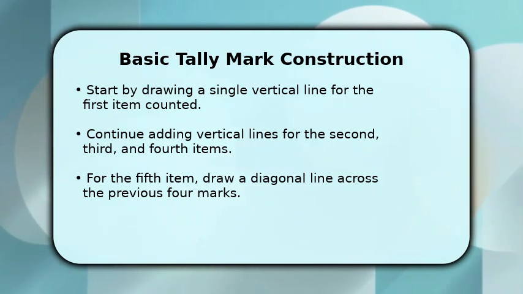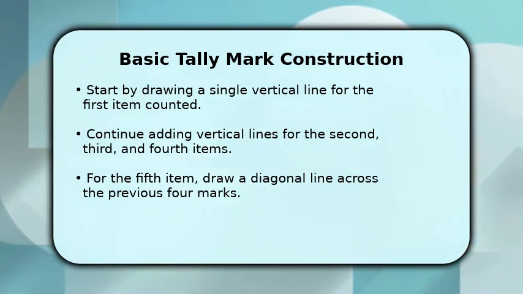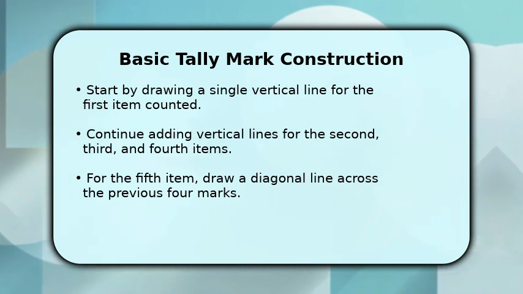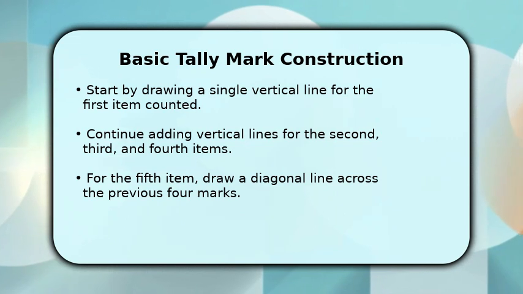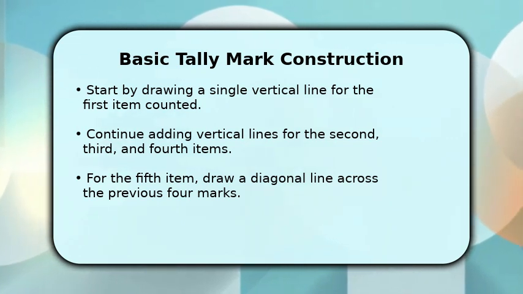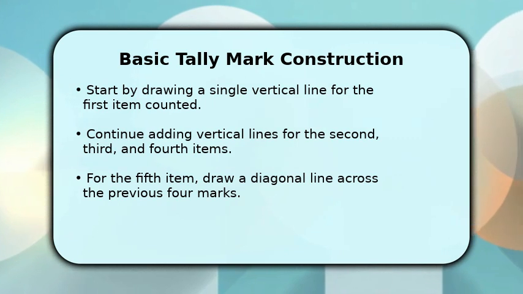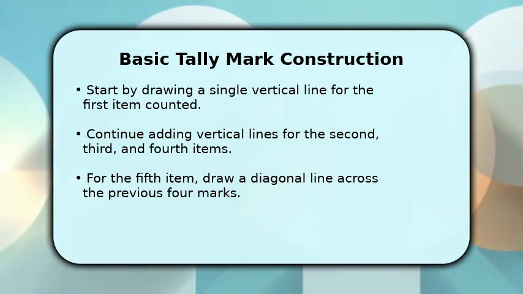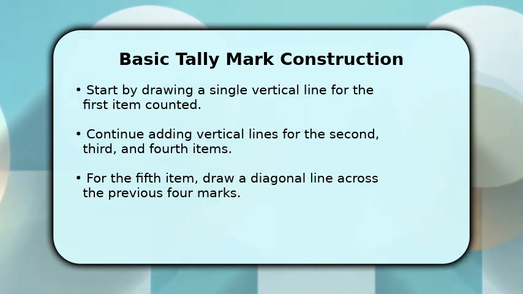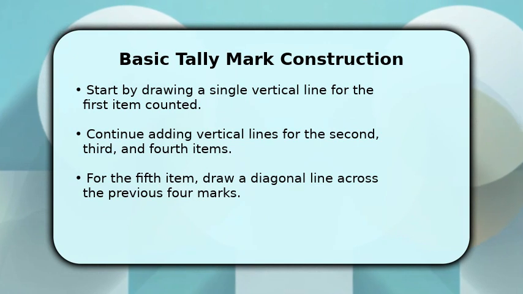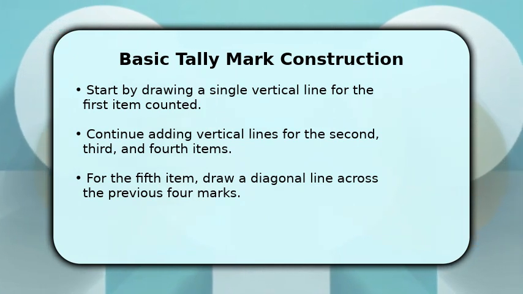When you begin counting, simply draw one vertical line for each item. So, for the first item, you draw one line, for the second, 2 lines, and so on, until you have 4 distinct vertical lines. The magic happens with the 5th item. Instead of drawing a 5th vertical line, you draw a diagonal line that crosses through all 4 previous lines. This creates a neat bundle of 5, making your counting both organized and visually clear.